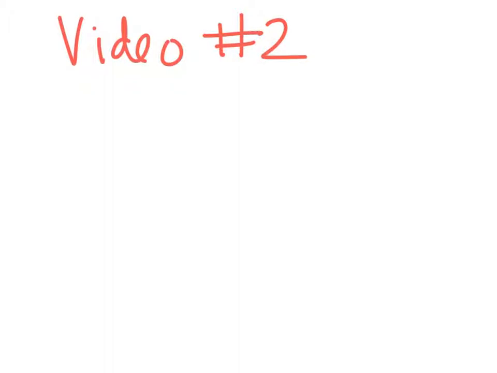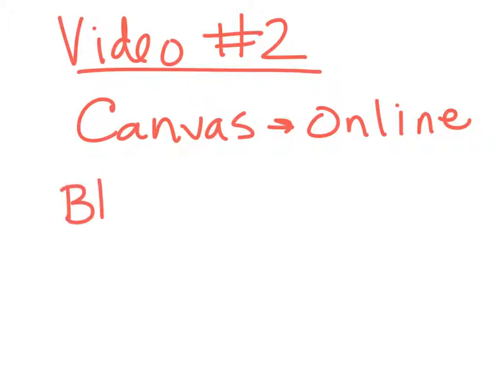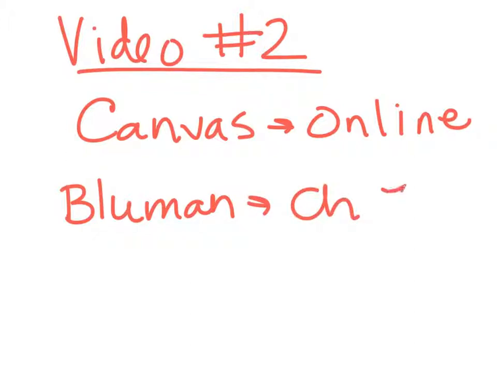Okay, so now you have completed video 2. Congratulations. You have now completed all of the measures of central tendency that you need. So you have Canvas homework to complete online. And if you would like additional practice questions, check out your Bluman book. And that is in Chapter 3.